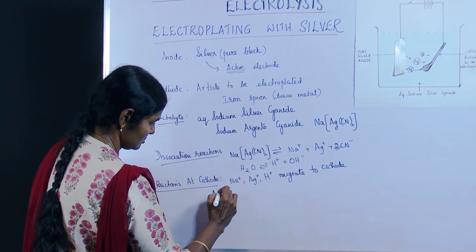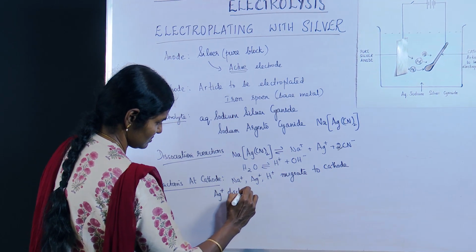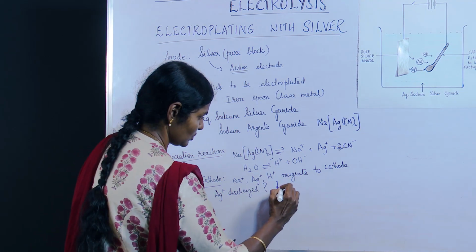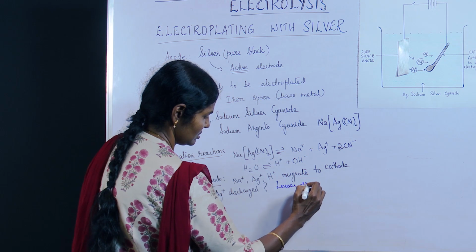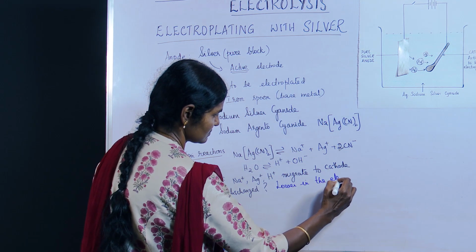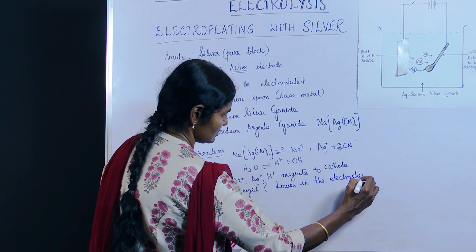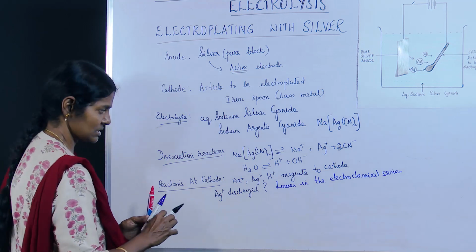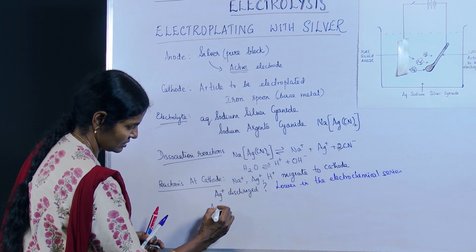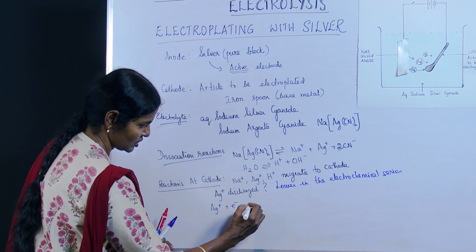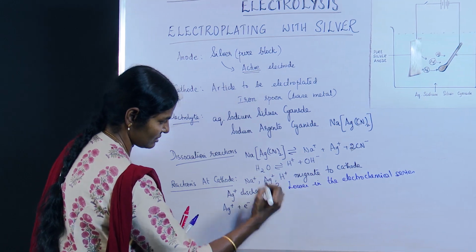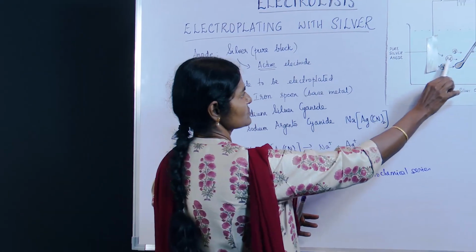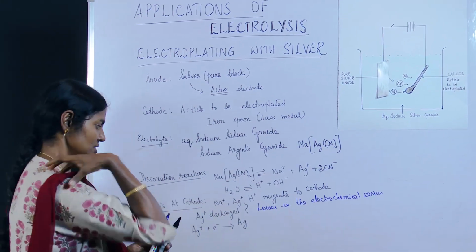Silver ion is discharged. Why is it discharged? Because it is lower in the electrochemical series. Okay. How is it discharged? It is only short of 1 electron to get silver metal. So this is the product at the cathode. See, all these things will go and they will get deposited at the cathode.